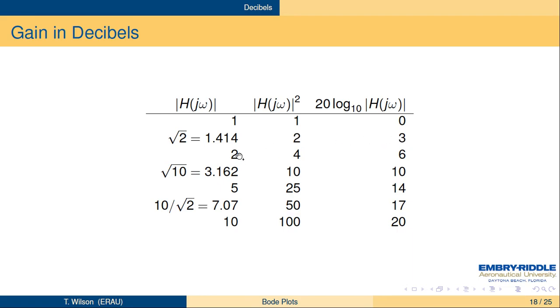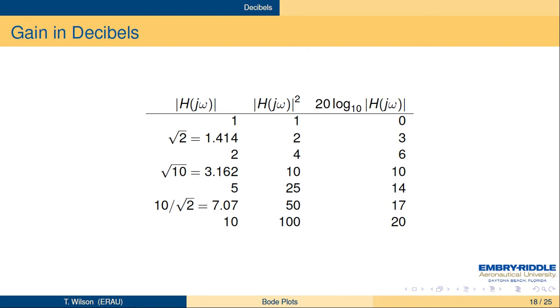An amplitude gain of 2 is a power gain of 4, and that's a 6 dB change in decibels. Somewhere in the middle, on a logarithmic scale between a gain of 1 and a gain of 10, is the square root of 10. That's a power gain of 10, and that has a gain of 10 dB. An amplitude gain of 5 is a power gain of 25. That's 14 dB.